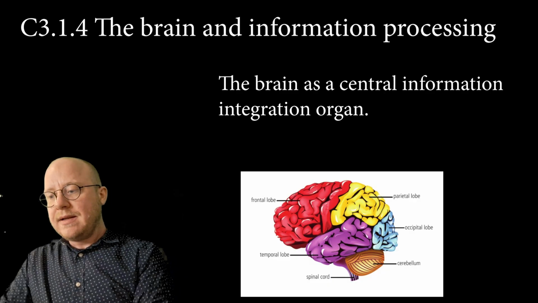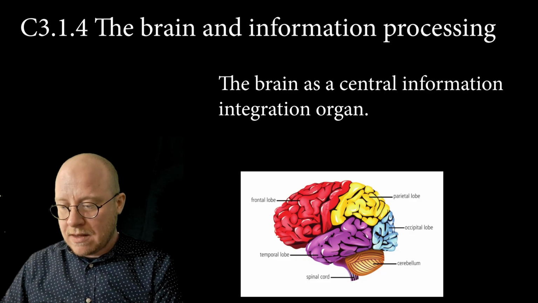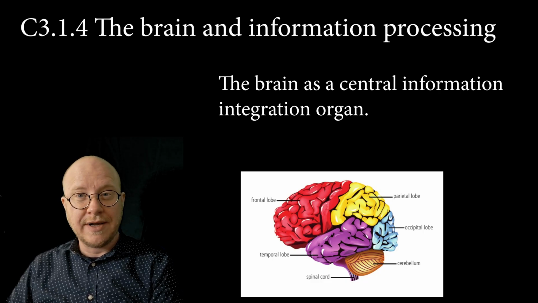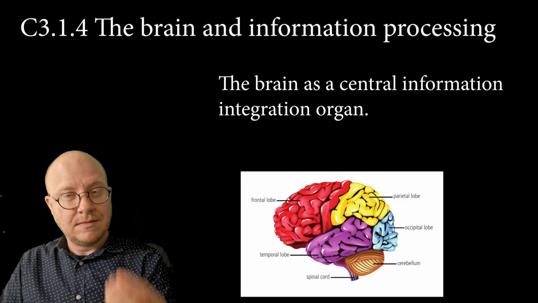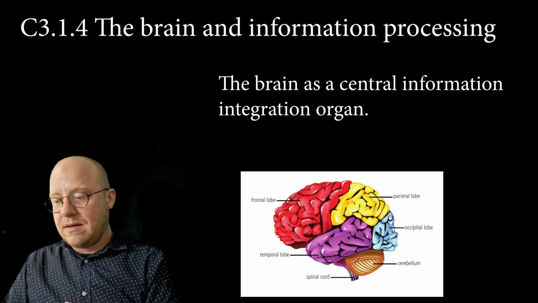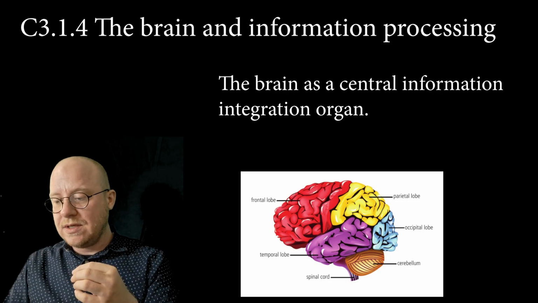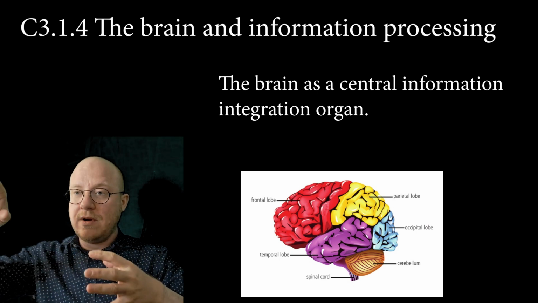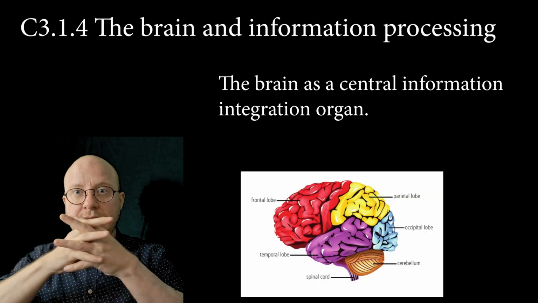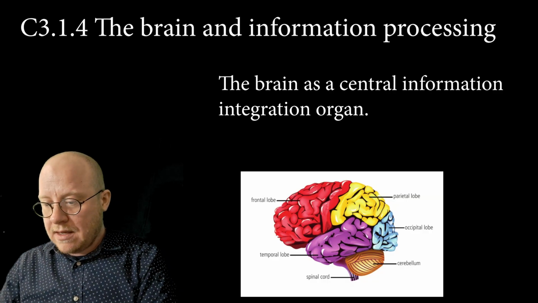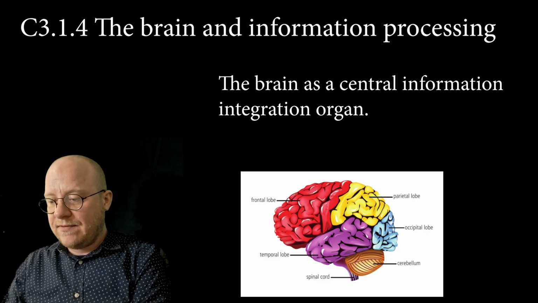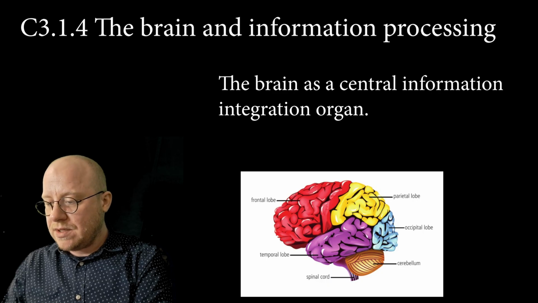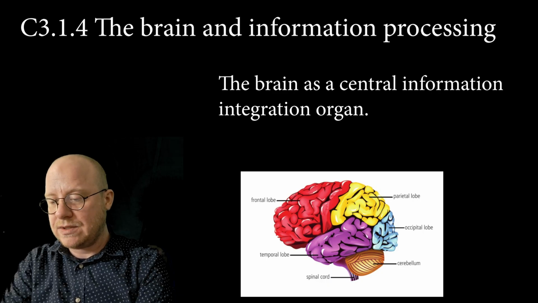C.3.1.4, the brain and information processing. Key understanding: the brain as a central information integration organ. Okay, so central, in the middle, key, information, so it takes in information, and integration. Okay, so we're talking about a central place where information from different places is put together. Limit to the role of the brain in processing information combined from several inputs and in learning and memory. Students are not required to know details such as the role of slow-acting neurotransmitters.